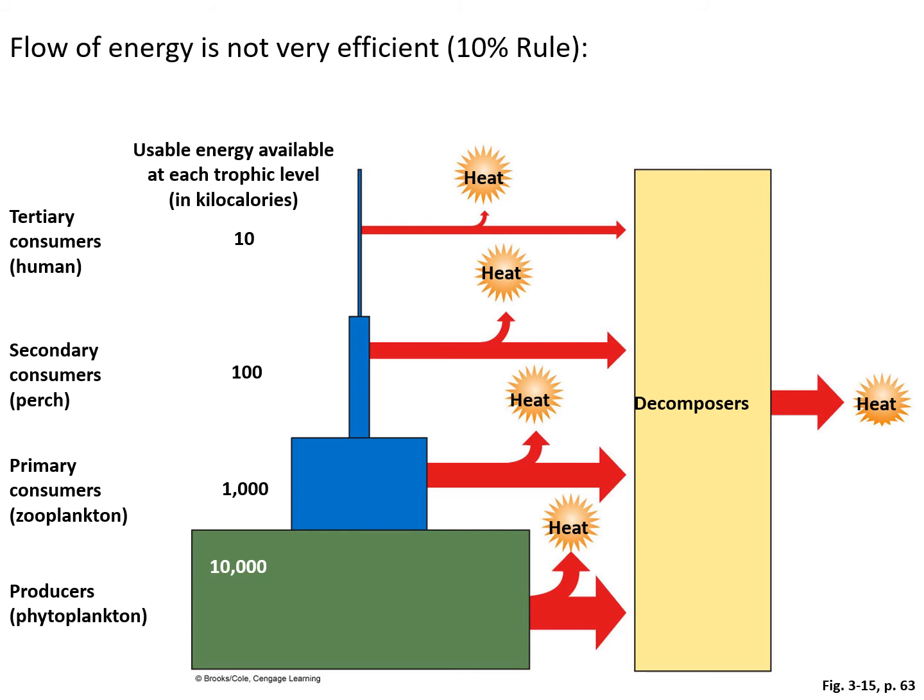What you're seeing here is something called the 10% rule. So on average, every trophic level you go up, you only get to keep about 10% of it for yourself to be used to grow, repair yourself, etc. The other 90% is lost. We'll talk about what that 90% is, but you can see here that every trophic level you go up, you lose a significant amount of energy.